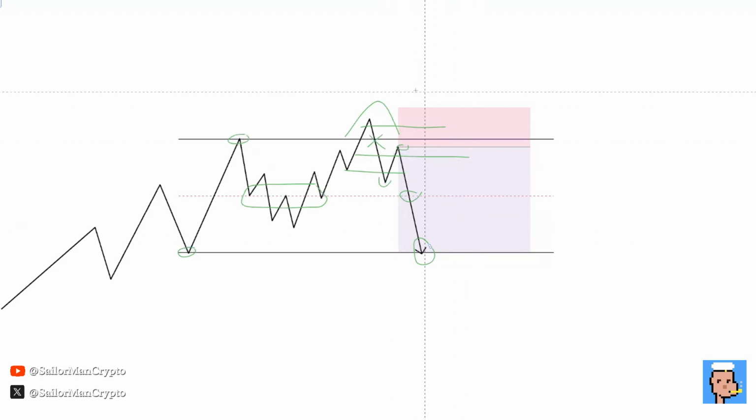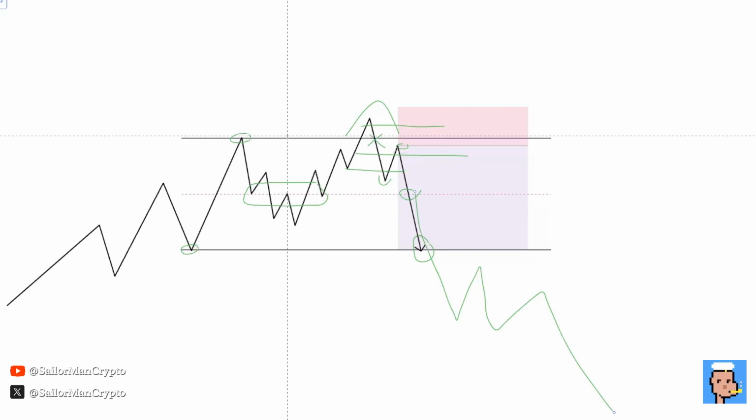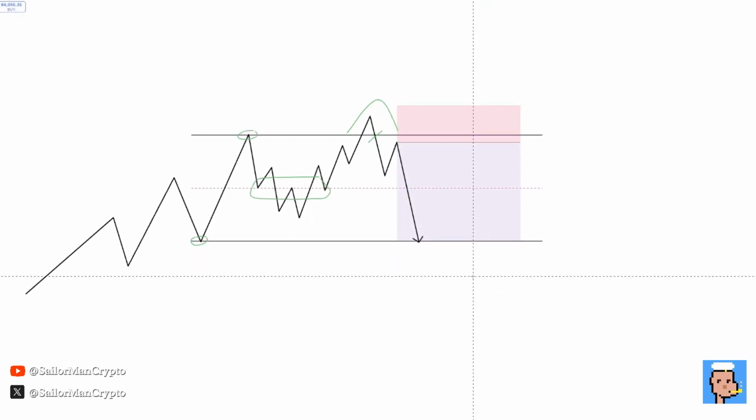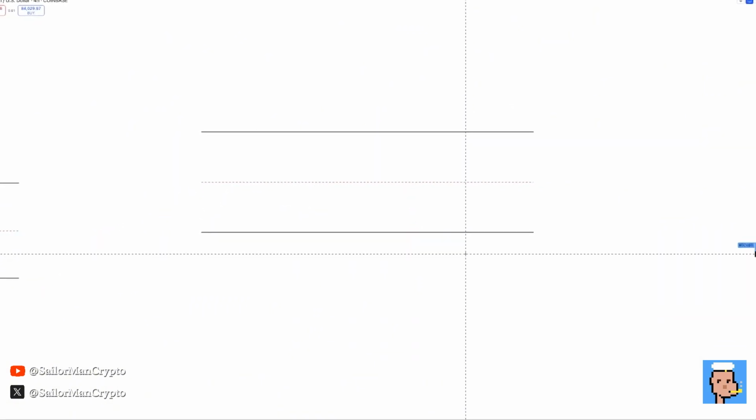Another trick that you can use in this kind of setup is that you can always leave 20-30% of your position in case the range is finally broken and price goes in the other direction. So you get a deviation, and then we move down to the other side of the range.